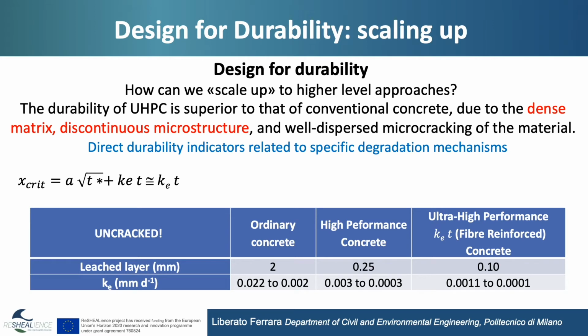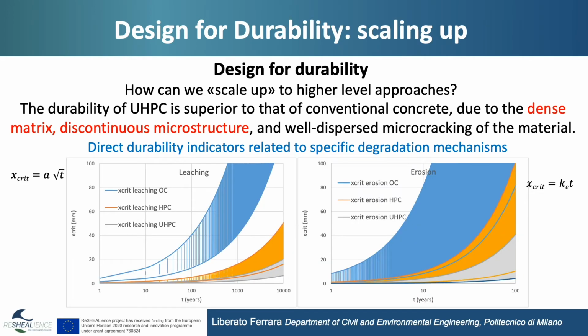This is the framework in which we move, and you can see the variability of these parameters. For example, as for leaching, the blue shadowed part is data dealing with ordinary concrete. The orange one is for high performance concrete, the gray one is for ultra high performance concrete. There is a significant difference.